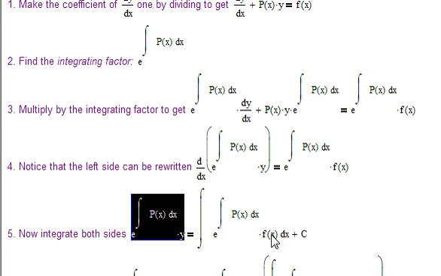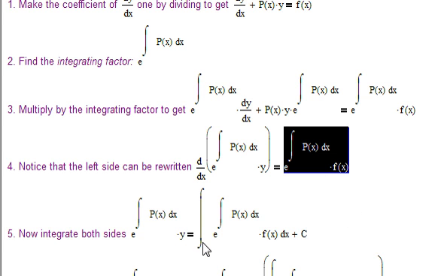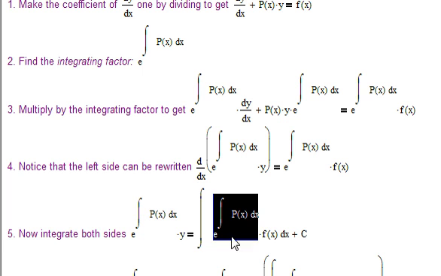Of course, there's a constant of integration involved. And then we will integrate the right-hand side. Well, we don't know what it is. It's integrating e to the integral p of x dx times f of x, whatever that is. Since we're integrating both sides, this is the constant of integration c, which will be for both sides.